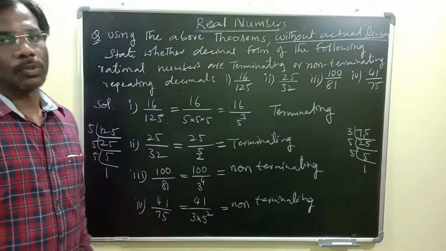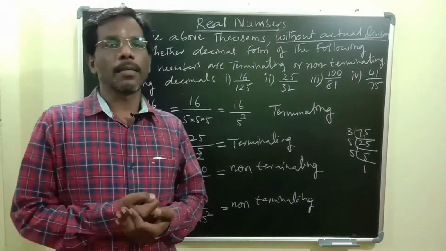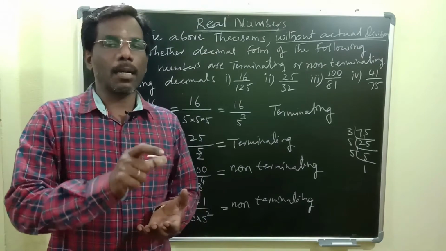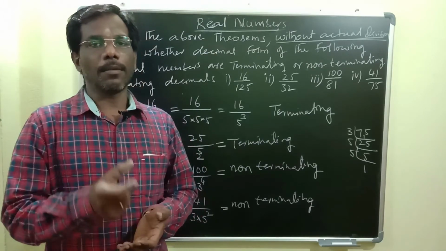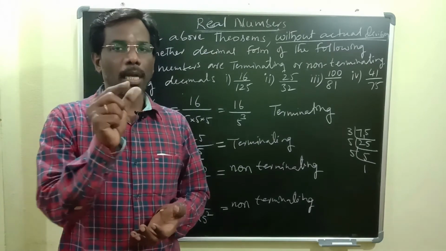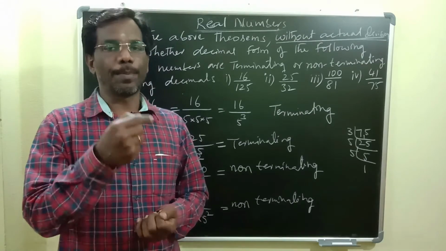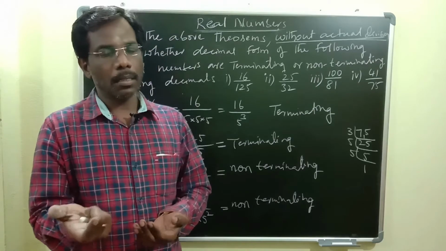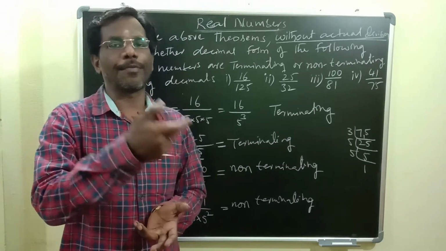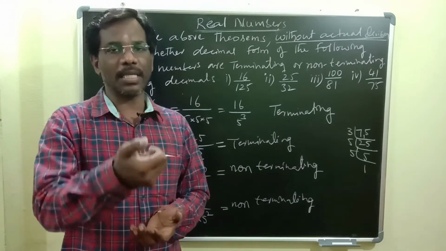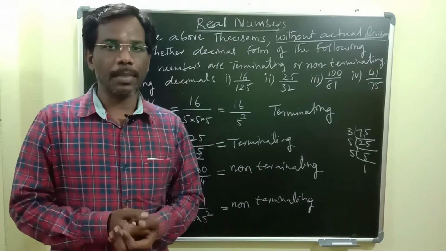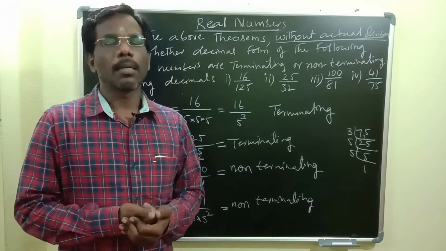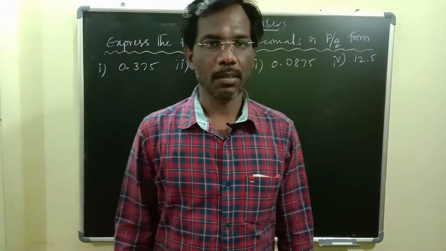So overall what? The denominator convert into prime factors. If you got the denominator is in the form of 2 power n or 5 power m or both 2 power n into 5 power m, then we can say that is terminating decimal, otherwise is what? Non-terminating decimal.